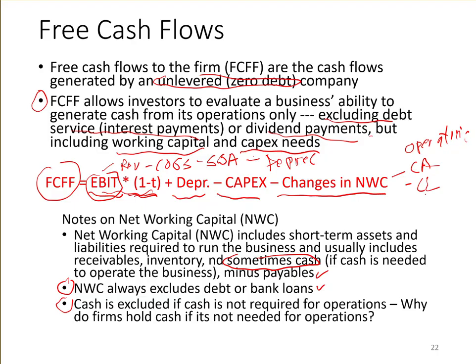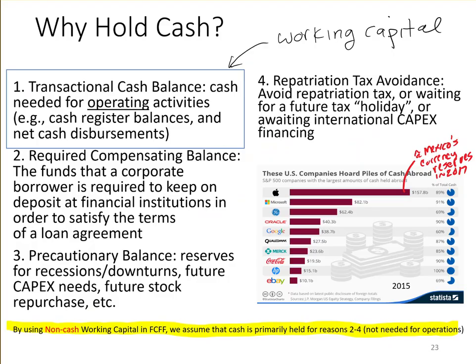But if that's not it, and most modern corporations don't really hold a lot of cash for that reason, you can exclude it. So let's talk about why do firms hold so much cash if modern firms really don't need cash, especially with credit card payments and wiring funds. You don't really need a lot of cash. So why do corporations hold cash?